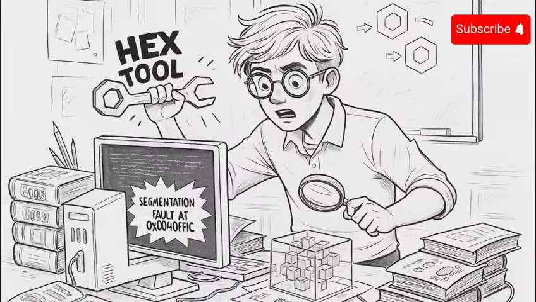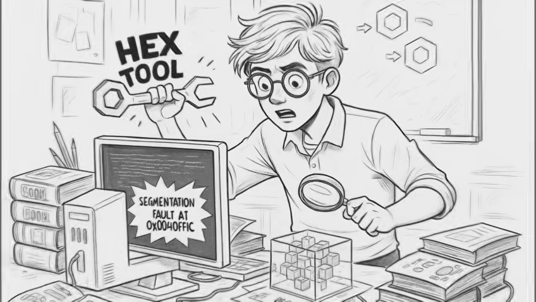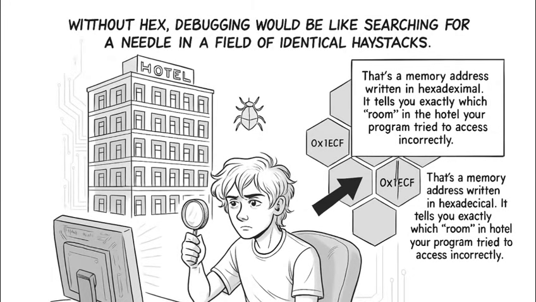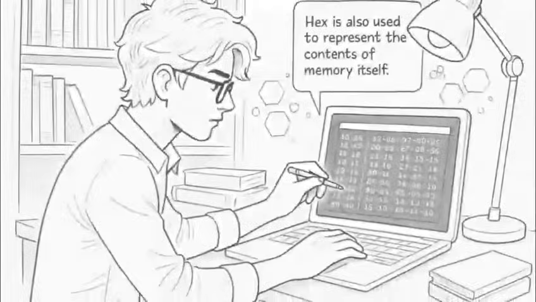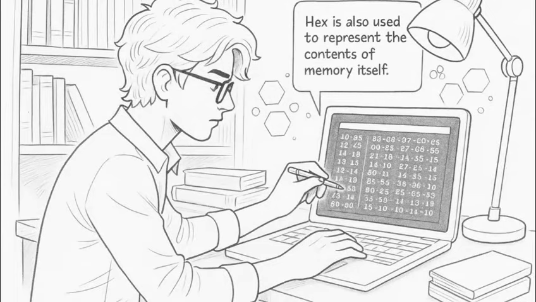This is why hex is the universal tool of programmers when it comes to debugging memory. When your program crashes or you're tracking down a bug, you'll often see an error message that looks like segmentation fault at 0x040FF1C. That's a memory address written in hexadecimal. It tells you exactly which room in the hotel your program tried to access incorrectly. Without hex, debugging would be like searching for a needle in a field of identical haystacks, and it doesn't stop there. Hex is also used to represent the contents of memory itself.